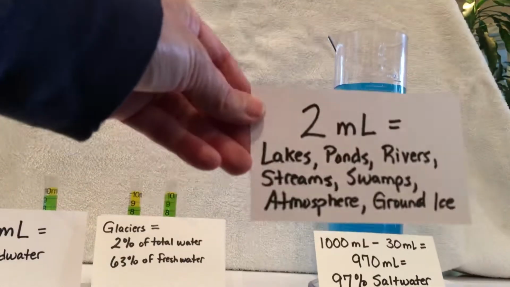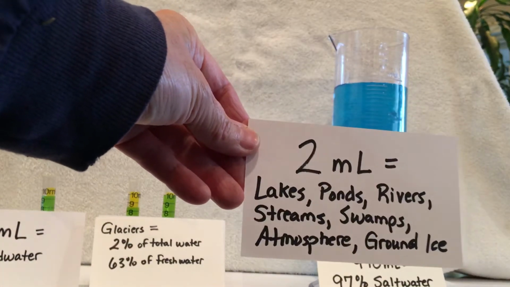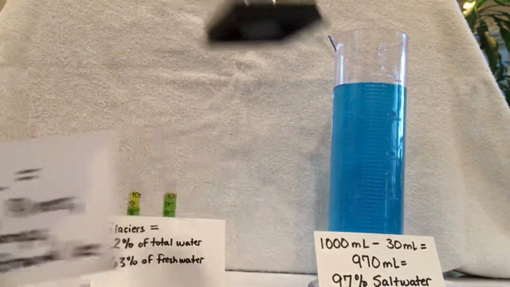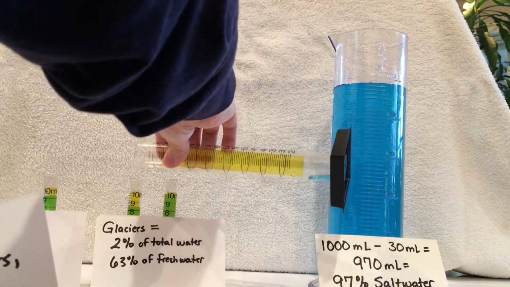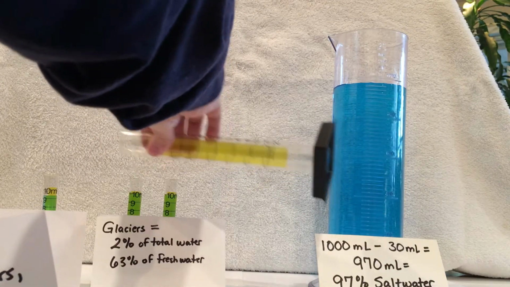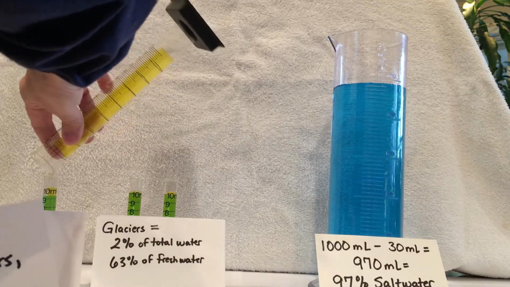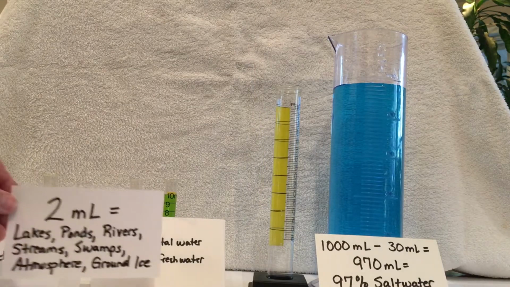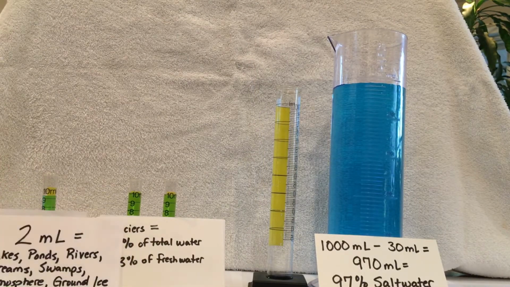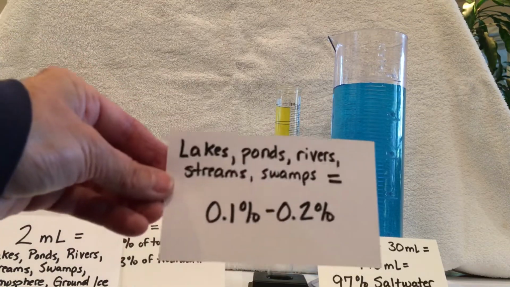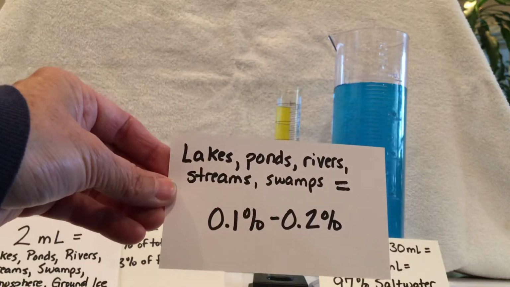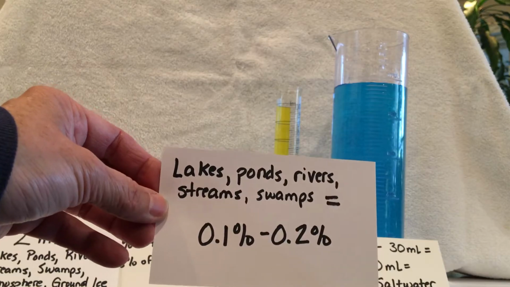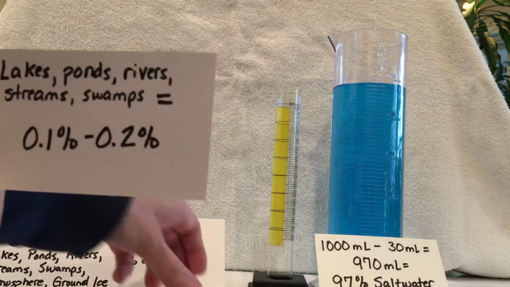And 2 milliliters represents lakes, ponds, rivers, streams, swamps, the atmosphere, and ground ice. So we're going to put 1 milliliter in this one, and 1 milliliter in this one, and our 30 milliliters is now gone. So the 2 milliliters, the lakes, ponds, rivers, streams, and swamps represent 0.1% to 0.2% of all the available water on Earth.